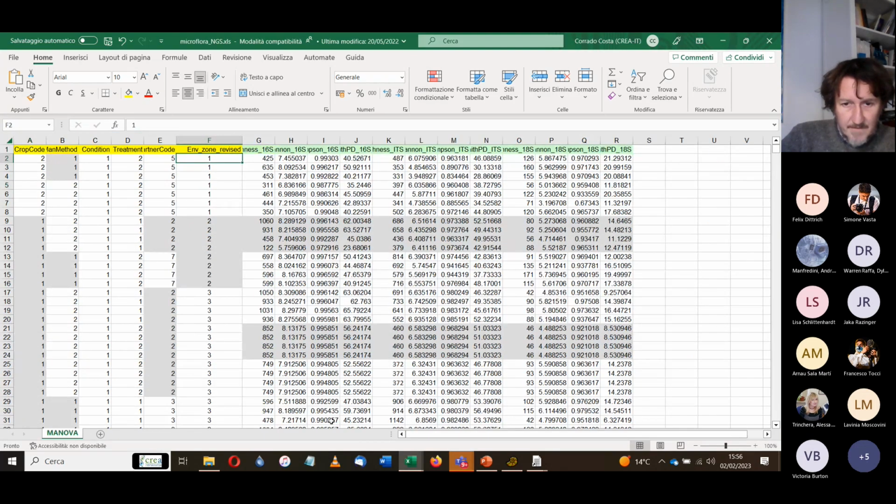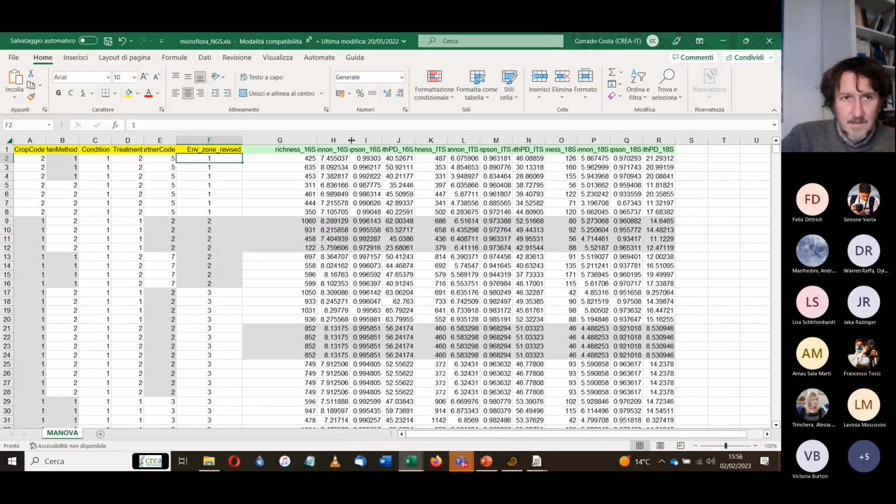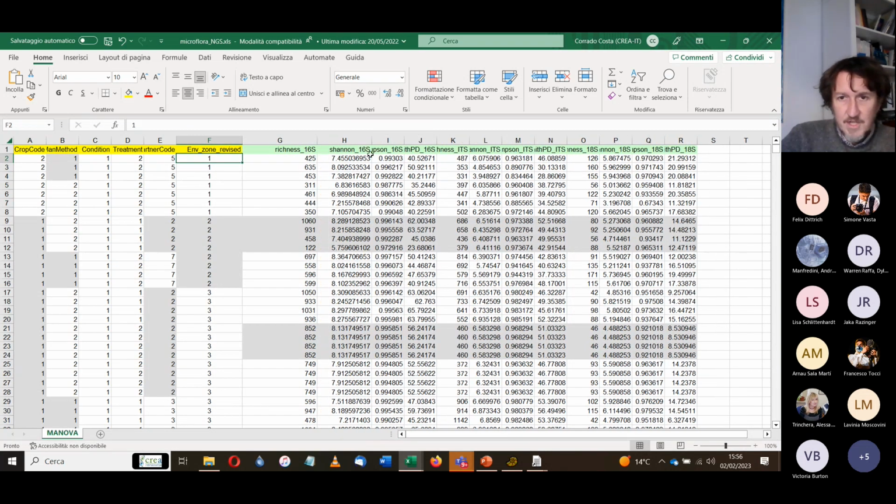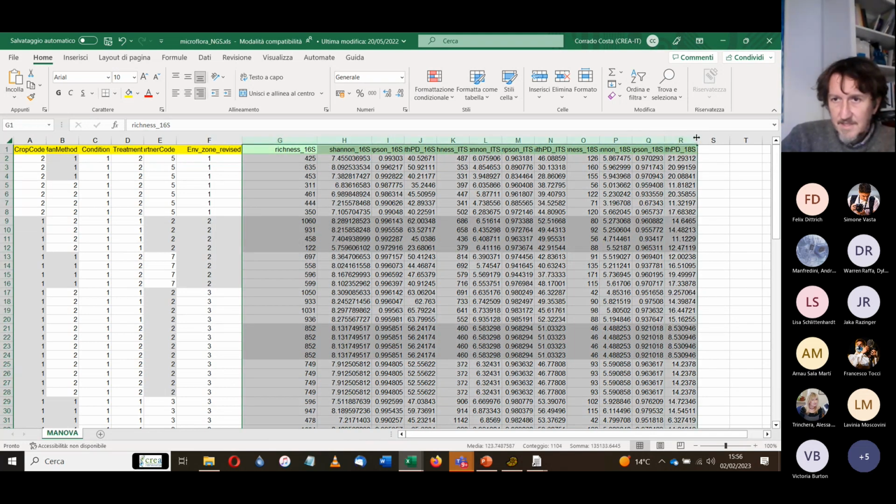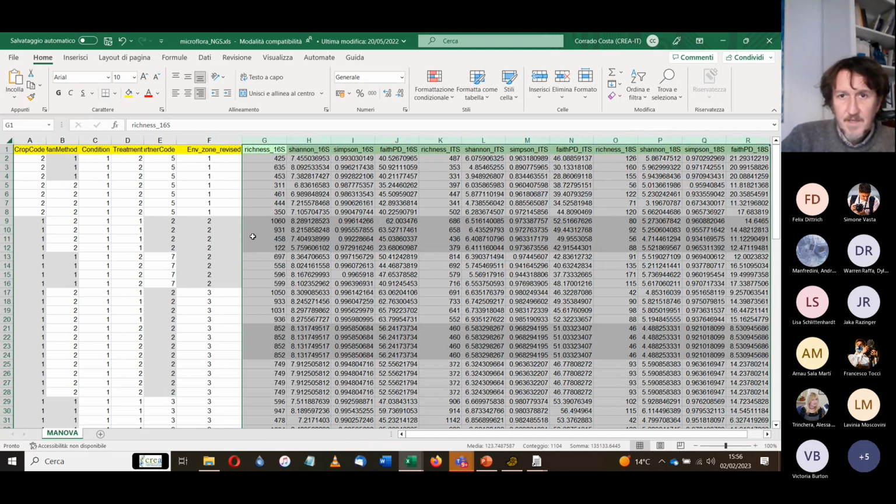Okay. We have also in this case 1, 2, 3, 4, 5, 6 factors, and these are the microflora NGS variables, so the diversity indexes, etc. Okay, let's see if there is a significance in this experimental design.